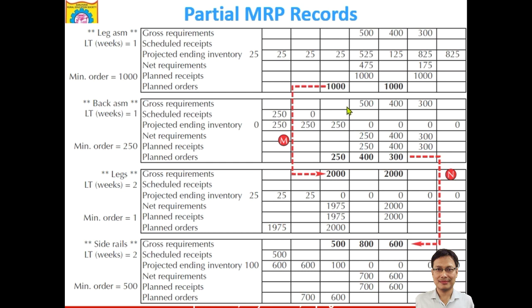Now, planning backward from the back assembly to its component parts. Let us take only one example for today's discussion. Let us take the example of leg assembly. In the previous slide, we have seen that we have to order 1000 units because the minimum order was 1000 units.